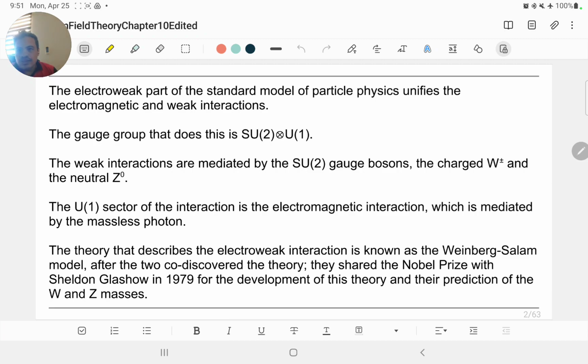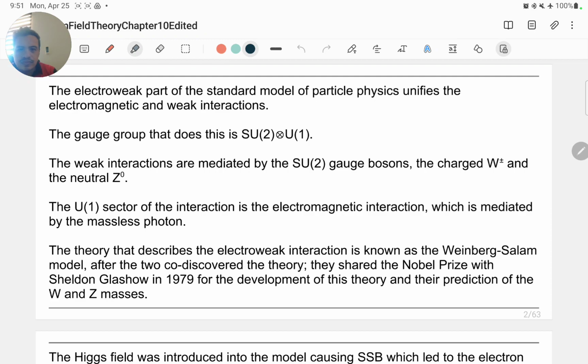So this is electroweak theory, and by the way, electroweak is a combination of the electromagnetic and weak interactions of the standard model, and the gauge group that represents this theory is SU(2) cross U(1).